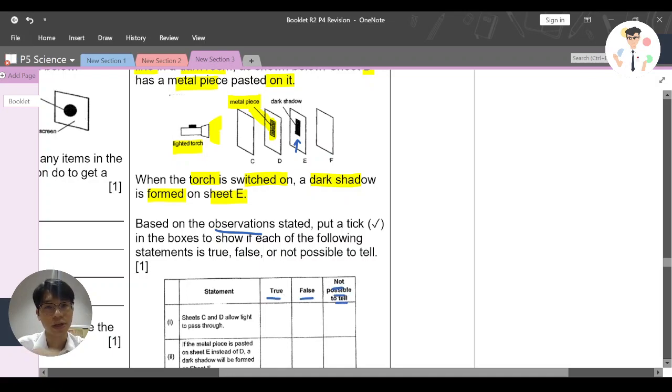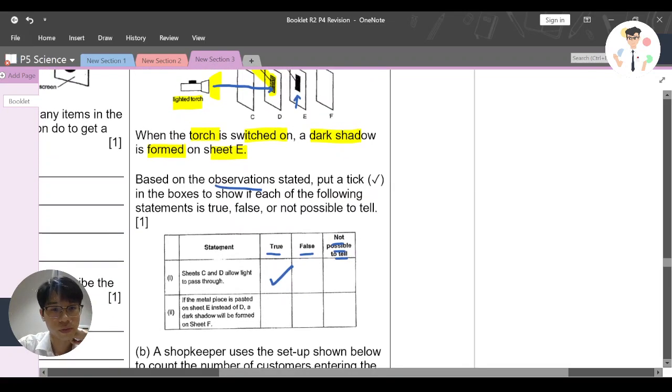Number one, sheets C and D allow light to pass through. Now, as you can see, there's a shadow formed here. That's why the light is able to pass through C and through D, or else the shadow can't form here. That's why it's true that C and D allow light to pass through.